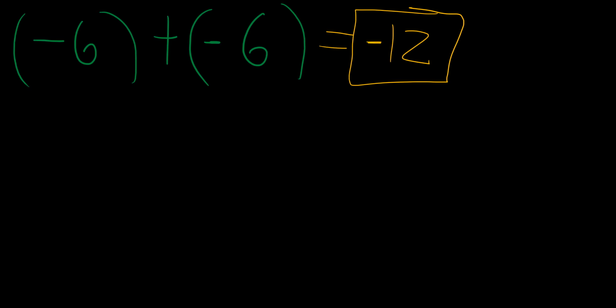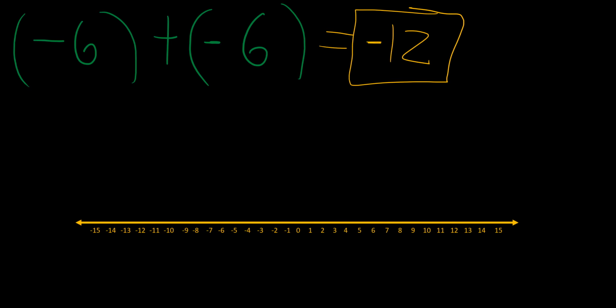And we can conceptualize this with a number line. Let's say we are at -6 and we're going to add another -6. Go down 1, 2, 3, 4, 5, 6. We end up at -12.